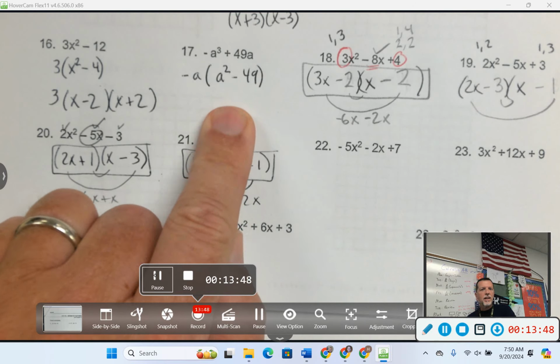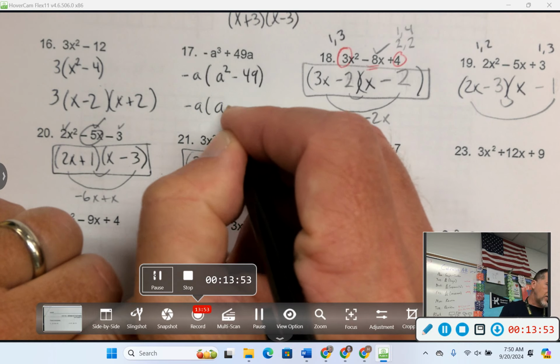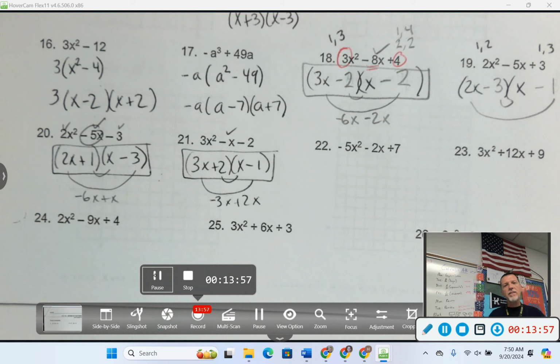You can take a square root, then you get a minus 7. Don't say square root. I know what you're talking about. Let's factor it into a minus 7 and a plus 7. I like that.